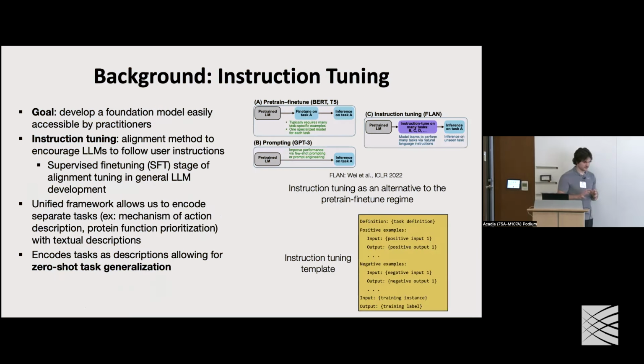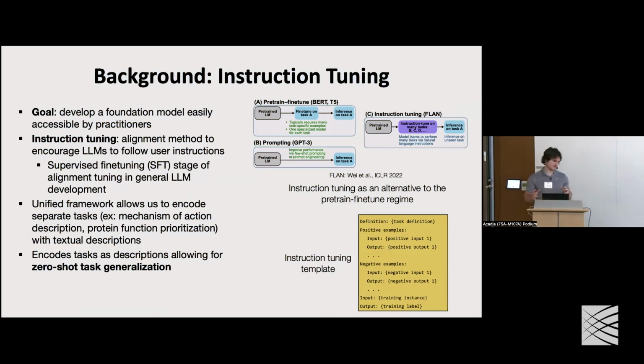For folks that aren't as familiar with the natural language space, there's this idea called instruction tuning. The goal here is to develop a foundation model that's easily accessible by practitioners. How large language models are trained is you typically take, say, the entire internet, and you're training next token prediction the whole time, right? Your model's trained on just trying to repeat text that's seen over and over. However, it turns out that these base models are not actually great at following instructions. So with instruction tuning, the whole goal is you give the model an instruction that a human might give it, and then you train it to output something that follows that instruction.